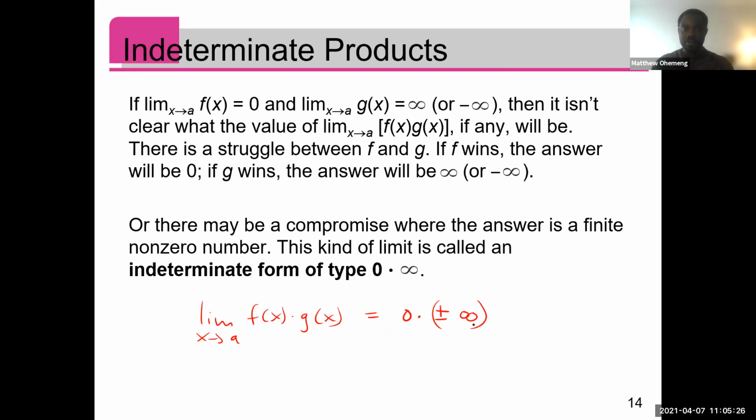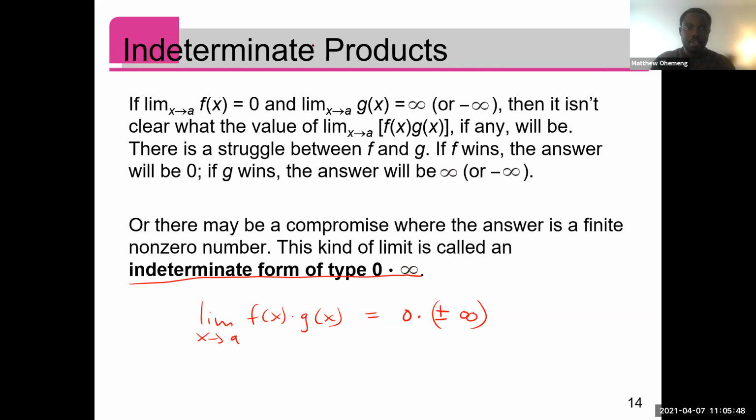So whenever you're trying to evaluate a limit and you get 0 times some kind of infinity, then this is an indeterminate form of type 0 times infinity. As I said, the infinity here is general for plus or minus. So if it's 0 times negative infinity, it's still an indeterminate form of type 0 times infinity. Now, for this one, how do you solve it?